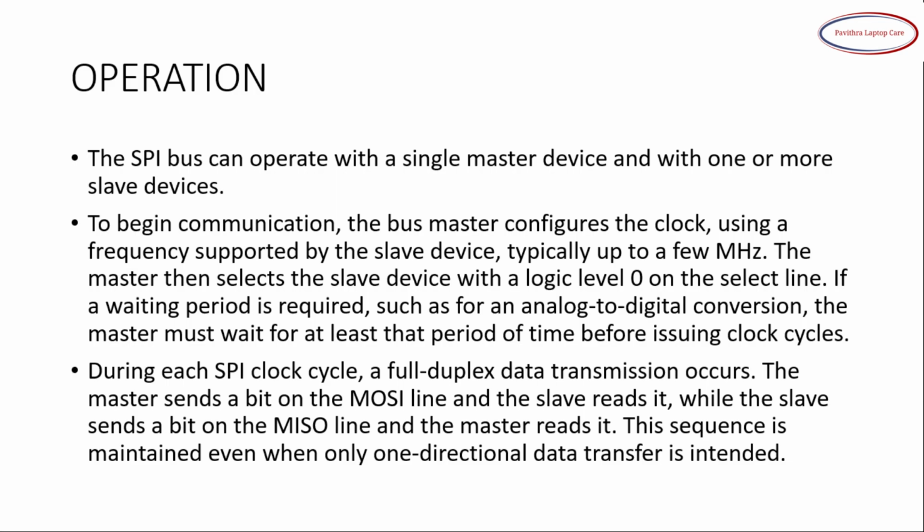As already explained, MOSI means master out serial in. The master will send a signal to the slave, and that goes to slave in. The slave gets the input from the master, reads it, does whatever process it needs to do, and again sends through MISO, master in slave out. This sequence is maintained even when only one directional data transfer is intended. Even in a single data transfer, this process is required.